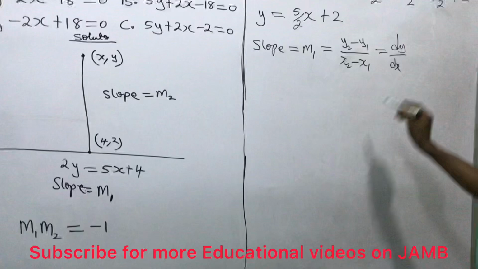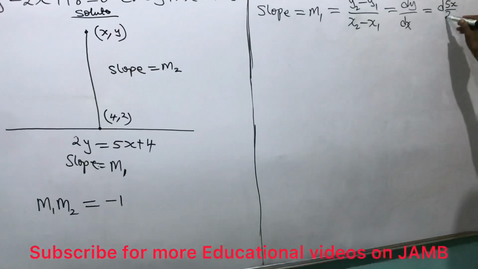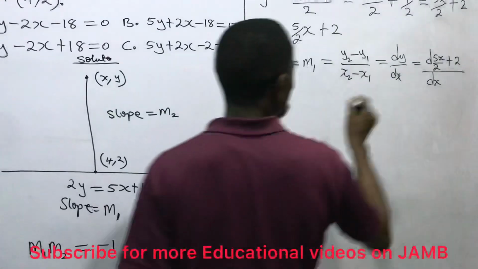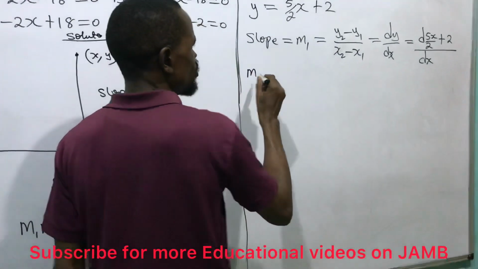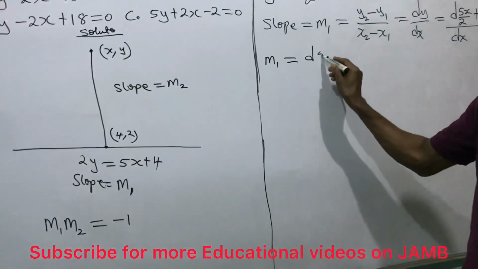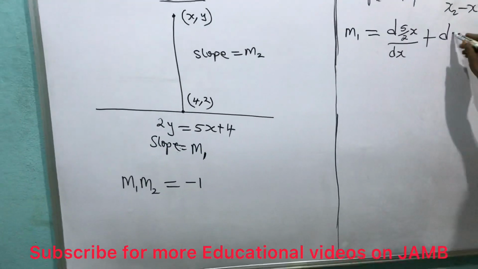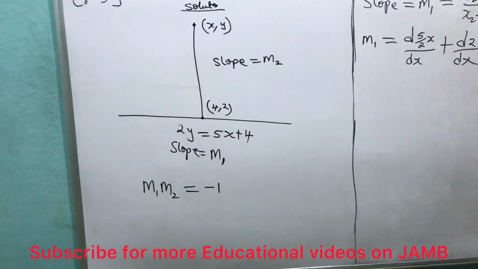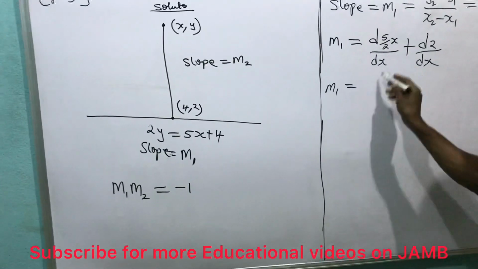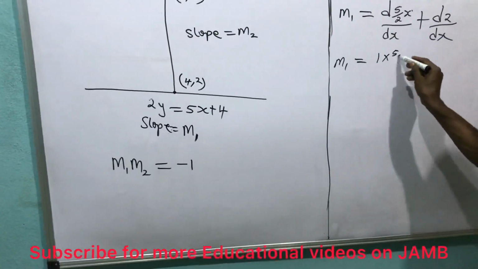I'm differentiating this, which will give me d of 5x over 2 plus 2, all over dx. And differentiating this, I will now say that M1, which is my slope, is equal to d of 5 over 2 x all over dx, plus d of 2 all over dx. Differentiating this, x is raised to power 1, so I take it down and it becomes 1 times 5 over 2.